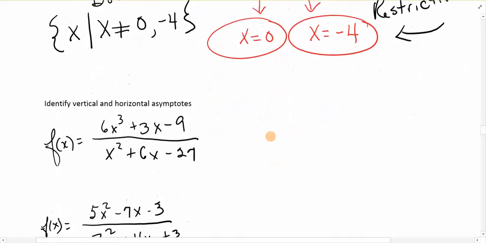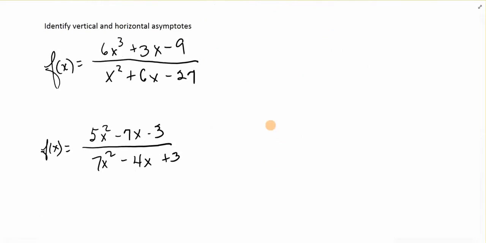All right. Here's two examples of rational functions. And you might be asked, I kind of combined two things, identify a vertical and horizontal asymptote. What's an asymptote? Well, an asymptote is a boundary. So a vertical asymptote, we worry about the bottom. It's what gave us the restrictions on the domain.